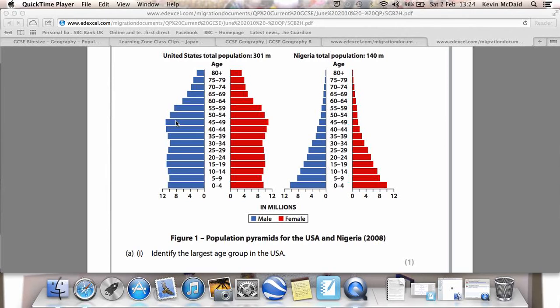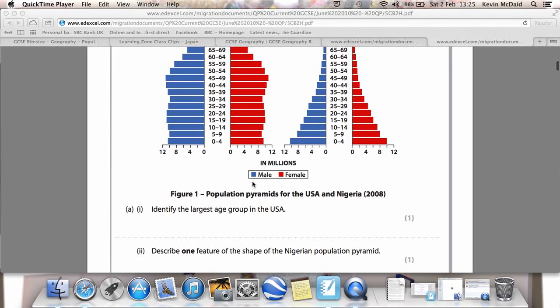Only just. In Nigeria, that's completely different. We've got the 0 to 4 age group, and this is where the high birth rate and low death rate of MEDCs and LEDCs come into it. Nigeria, very high death rate, not many old people, very high birth rate, lots of young people. USA, much more old people, so a very low death rate because of the healthcare, because of things like that.